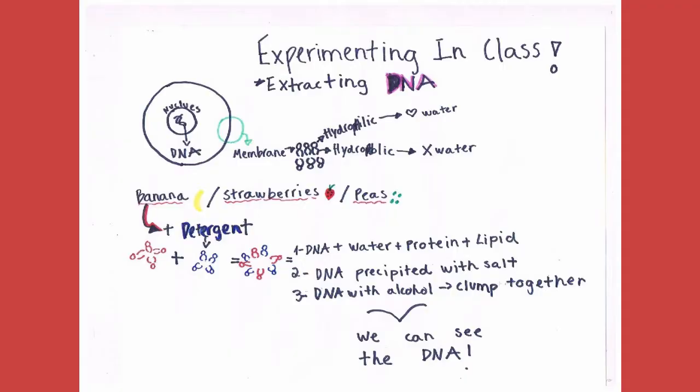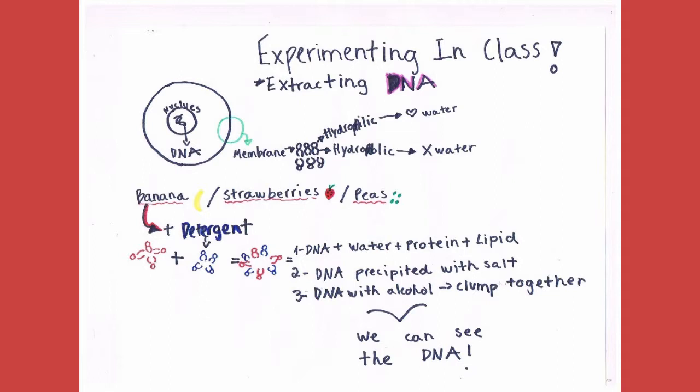Experimenting in class: extracting DNA. First we have a cell, and the membrane of the cell is hydrophilic and hydrophobic. The hydrophilic loves water and the hydrophobic hates water. So we did an experiment with bananas, strawberries, and peas.